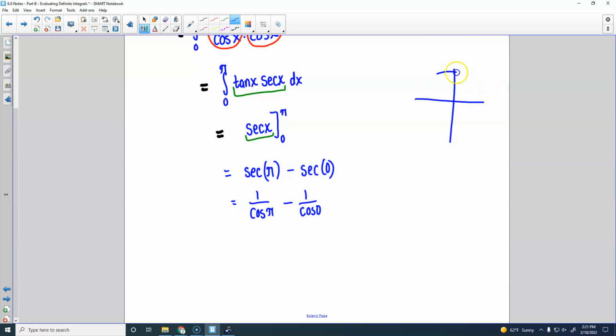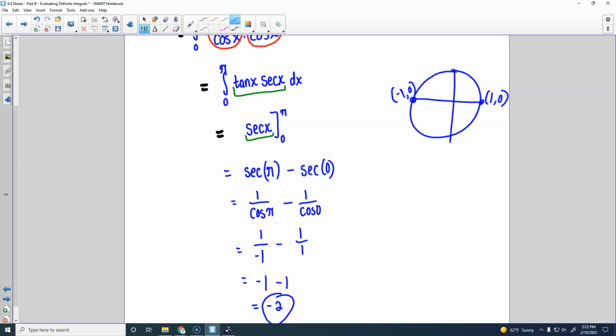So, right here, I've got -1, 0. Over here I'd have 1, 0. Cosine is it my x or my y coordinate? Cosine's your x. So this is going to be -1. So I've got 1 over -1 minus 1 over +1. It's going to give me -1 minus 1, which will give me -2. I don't know why I still write that.